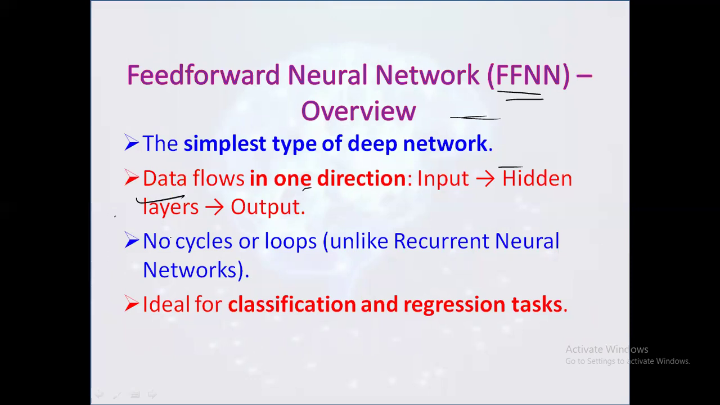Next, data flows in one direction, that is, input to hidden layer and then hidden layer to the output. In a feed-forward neural network, data moves strictly in a forward direction from the input layer through the hidden layer and finally to the output layer. There are no feedback loops, making the structure easy to analyze and train using the standard gradient descent method. And no cycle loops.